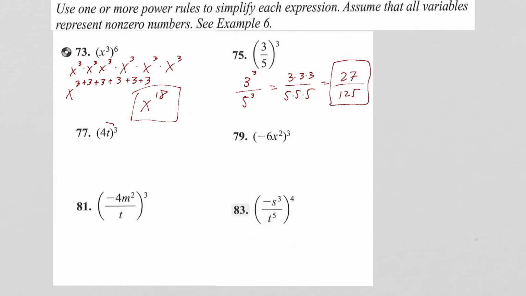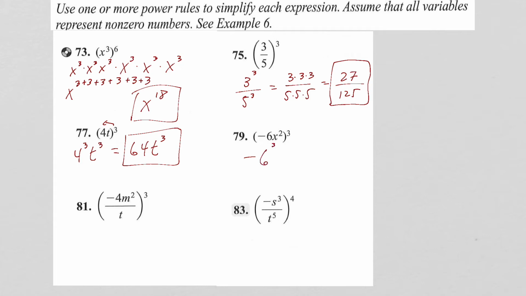So this, I'm going to bring this in, and this is going to be 4 to the third power, t to the third power. 4 to the third is 4 times 4 times 4, which is 64. So that's there. Now, this is going to be a negative times a negative times a negative, which is going to end up being negative. Notice if this were even, that negative would disappear because you'd have a negative times itself an even number of times. But that's not the case here, so that's going to be a negative.